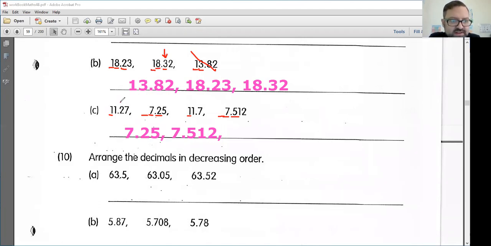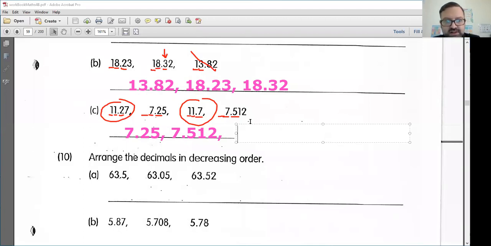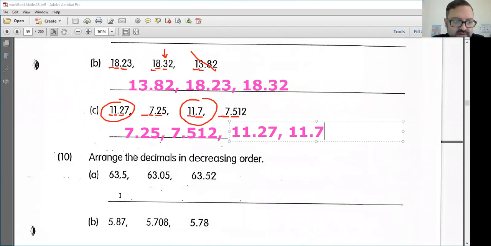All right, so let's look at 11.27 and 11.7, which is smaller. All right, we have 1 ten in each number. We also have 1 one. And let's move on to the tenths place, which is right after my decimal point. Here I have 2 tenths, and in this number, I have 7 tenths. So 11.7 is greater than 11.27. So 11.27 comes next, and finally, 11.7 is the greatest.